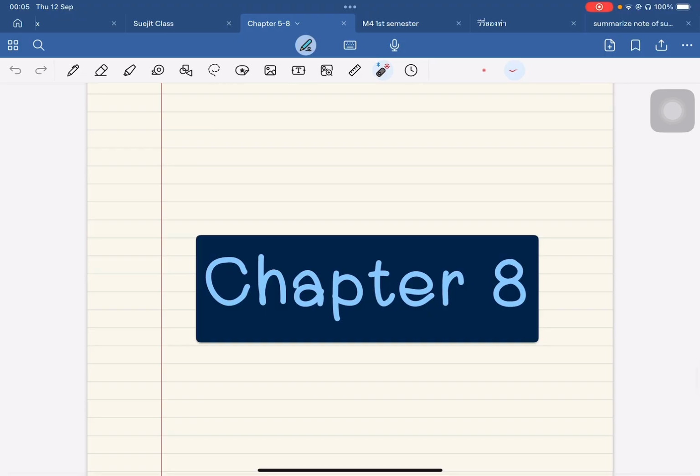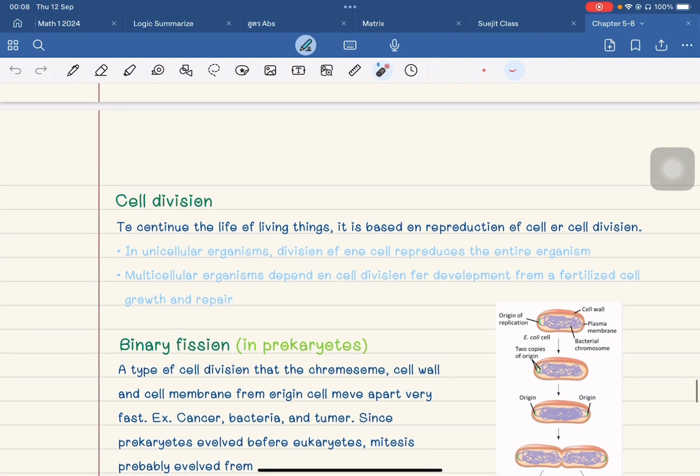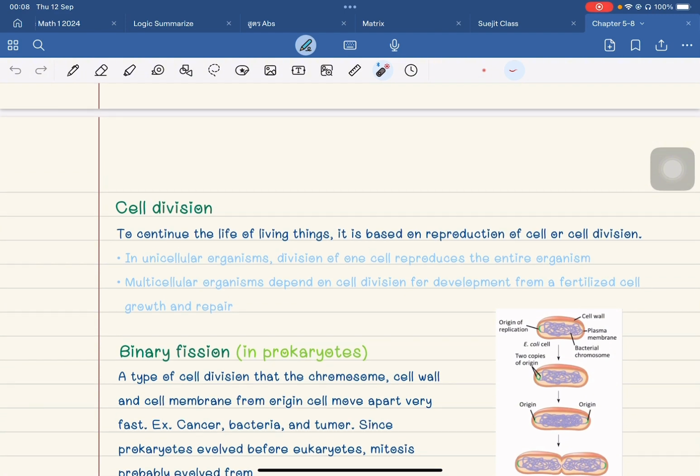The last chapter is chapter 8. In this chapter, we're gonna learn about cell division. To continue the life of living things, it is based on reproduction of cells, or cell division. In unicellular organisms, division of one cell reproduces the entire organism, but multicellular organisms depend on cell division for development from the fertilized cell to growth and repair.